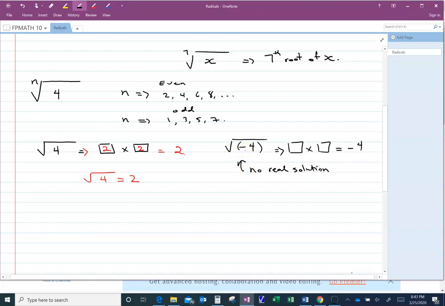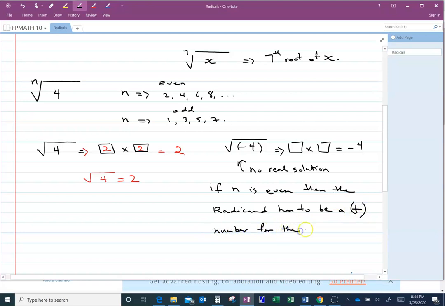In fact, every time n is even, then the radicand has to be a positive number for the radical to have a real solution.